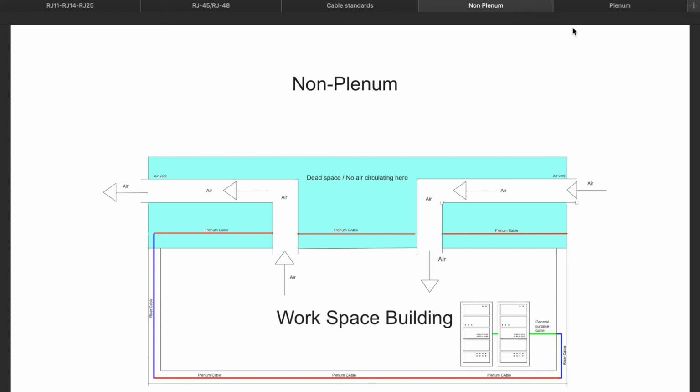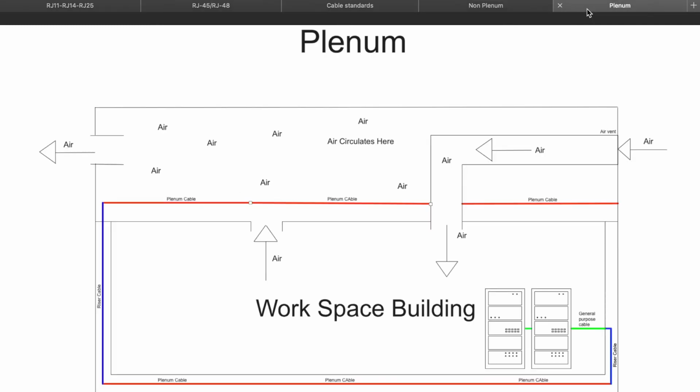In a plenum environment, you'll have air that comes in through a vent and circulates down here, and then it gets pumped right up, but there's no other vent that directs it directly out. Instead, the air just kind of circulates. In environments like this, you are legally required to have a plenum cable. Plenum cable is hard to ignite, and if it does happen to ignite, it does not release any kind of toxic fumes.